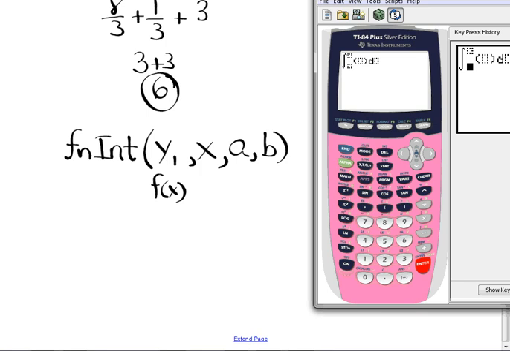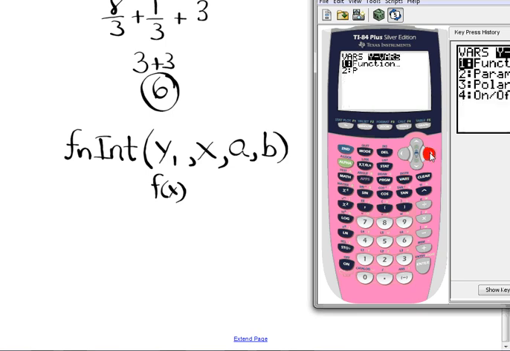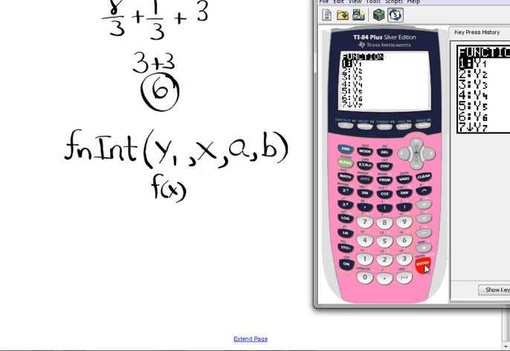So it hasn't solved. This is -1, right? I just do it in this order to 2. If you have a CAS, it's typed in exactly the same way. And then I'm going to pick up Y1. It's in VARS. Do you remember how to get that? Y variables. It's a function, and I'll pick up Y1.